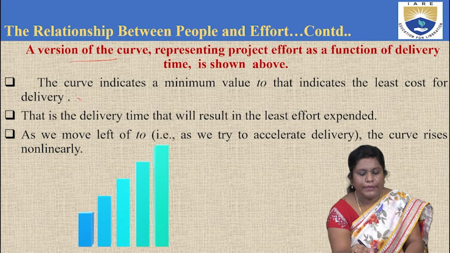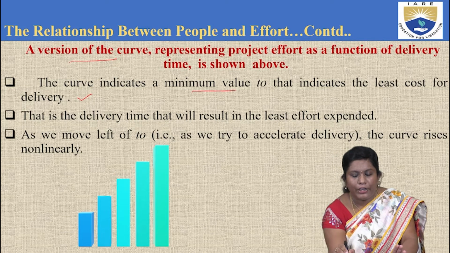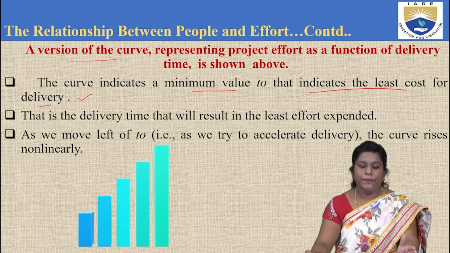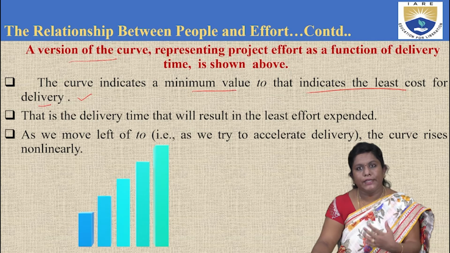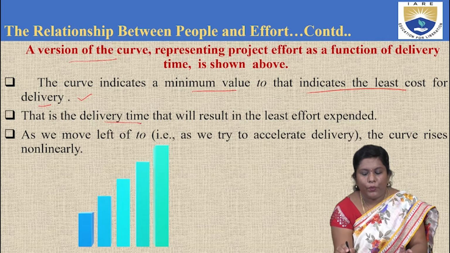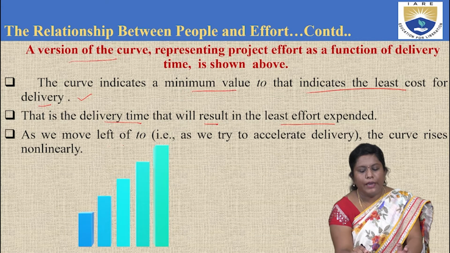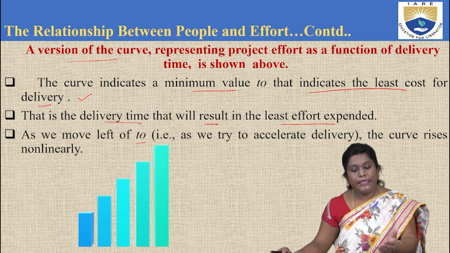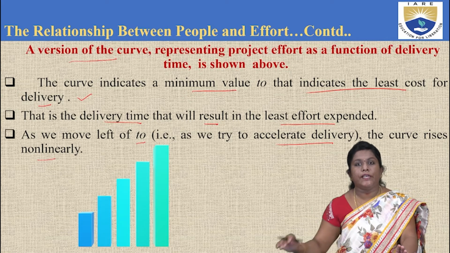Okay. Now, looking at this particular point, the curve is indicating the minimum value, which indicates the least cost for the delivery. So the curve that is being shown above is trying to state the minimum value of the cost needed for the delivery. And that delivery time will result in the least effort being expended. And as we move left of the T naught, right? When we have a look at this graph, whenever you try to move to the left, it is trying to accelerate the delivery. That is, the curve increases in a non-linear fashion.